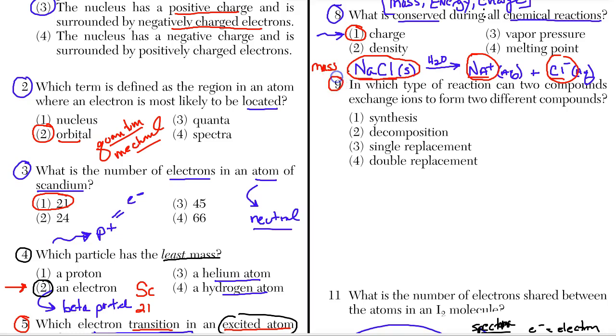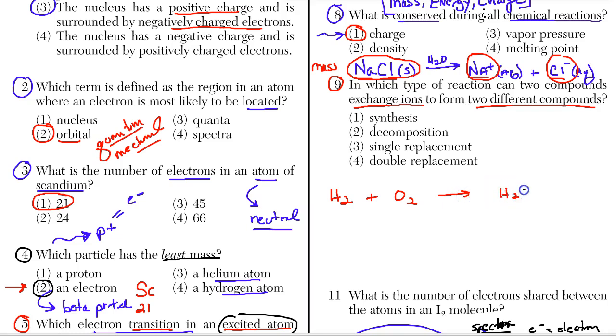Number 9. In which type of reaction can two compounds exchange ions to form two different compounds, two different formulas? Well, what would synthesis be? Synthesis would be that we're going to make something from its elements. So here's synthesis. Let's say hydrogen plus oxygen is going to make water, which is H2O.